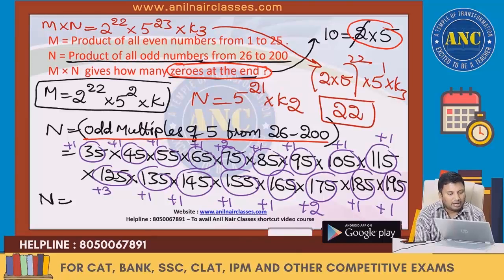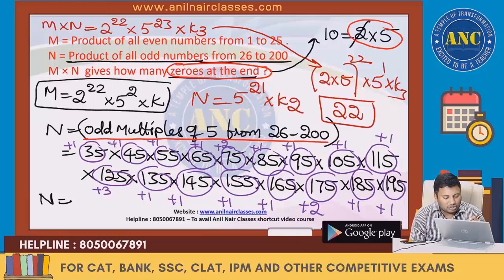N is odd multiples from 26 to 200. Odd multiples, so 2 anyway will not be there. You don't need to write 27, 28, 29 because I want the number of zeros at the end. The number of zeros at the end is the highest power of 5. Take only the odd multiples of 5: 35, 45, 55, 65, 75, 85, 95, 105 till 195. Check how many multiples of 5 are there. 5 7s are, 5 9s are, 5 11s are, 5 13s are, 5 15s are.